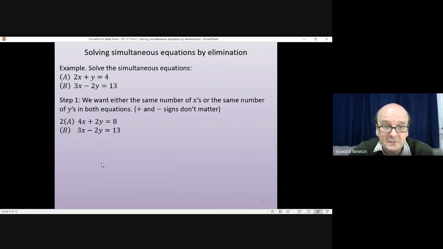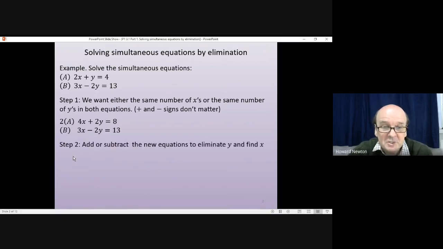If you get 2 different signs, plus and minus, like we have here, then you add the equations together. If they were both the same sign, if they were both plus or both minus, then you'd have to do one equation, take away the other. But in this instance, we've got 1 of each sign, 1 plus, 1 minus. So we'll do 2A plus equation B.